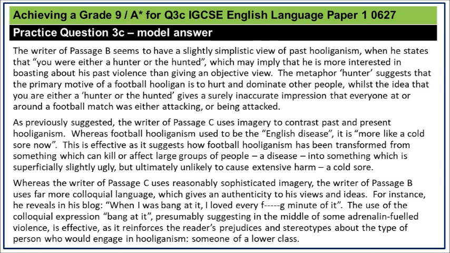Whereas the writer of Passage C uses reasonably sophisticated imagery, the writer of Passage B uses far more colloquial language, which gives an authenticity to his views and ideas. For instance, he reveals in his blog, "When I was bang at it, I loved every effing minute of it." The use of the colloquial expression bang at it, presumably suggesting in the middle of some adrenaline-fueled violence, is effective as it reinforces the reader's prejudices and stereotypes about the type of person who would engage in hooliganism, someone of a lower class.